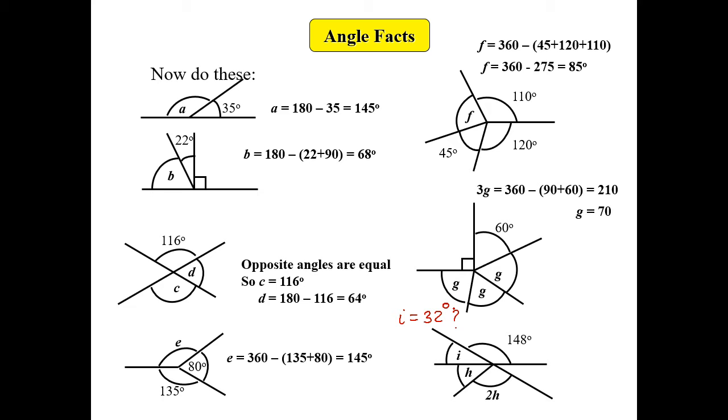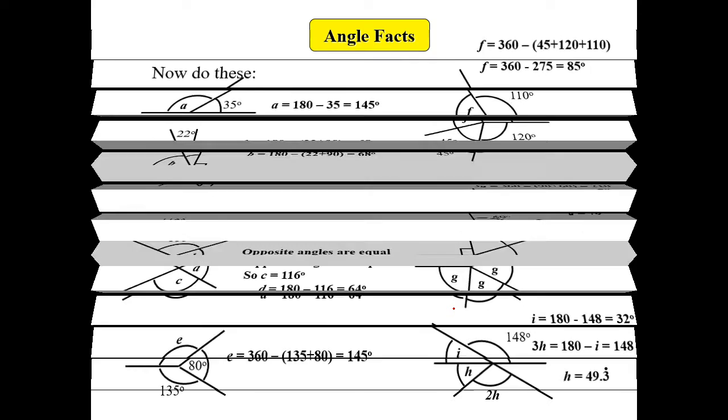H is 49.333 forever. That's 49.33 degrees. It's non-terminating, right? Yes. Correct. Good. Now let's move ahead.